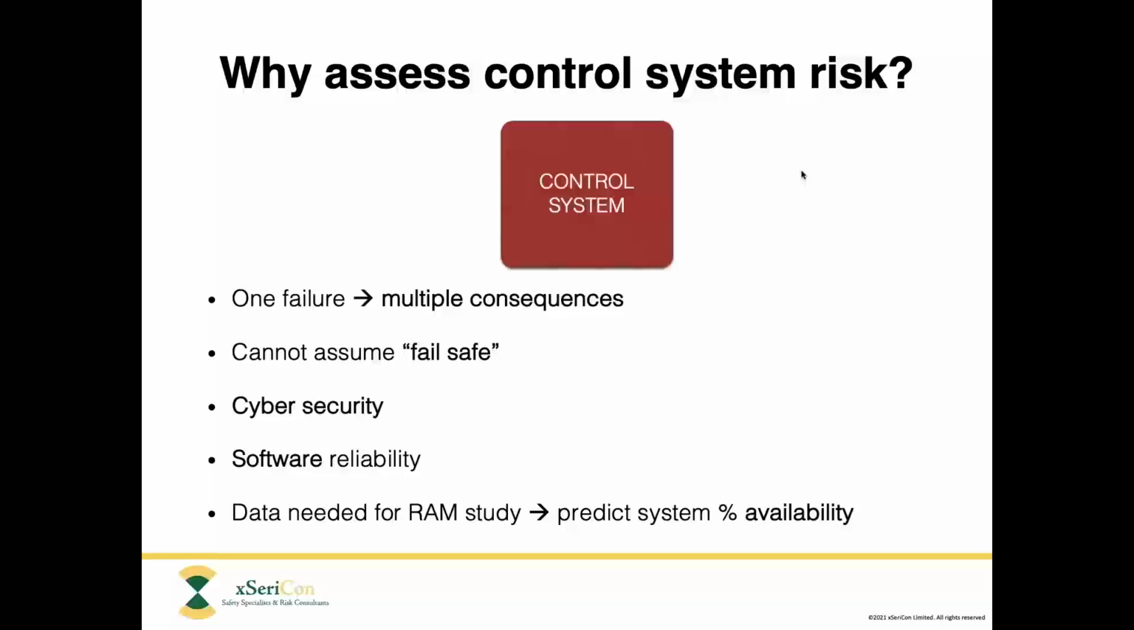And a final consideration with regard to studying the control system upsets is that when we do that study, it generates useful system availability data and it helps us to understand the logical architecture of our control system, which is important input if we're trying to do a RAM study in order to predict the availability of our plant as a whole. And in case you're not familiar, RAM stands for reliability, availability, maintainability.